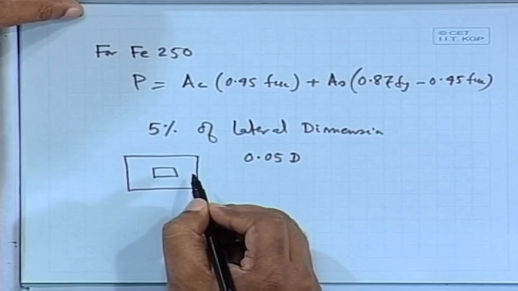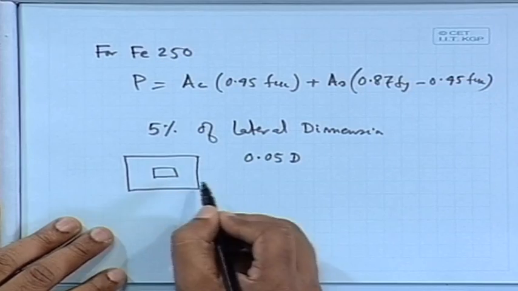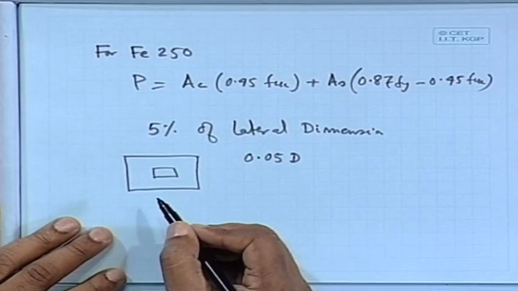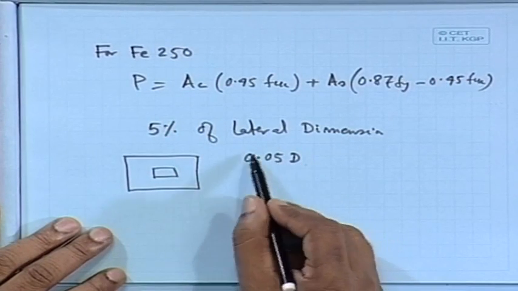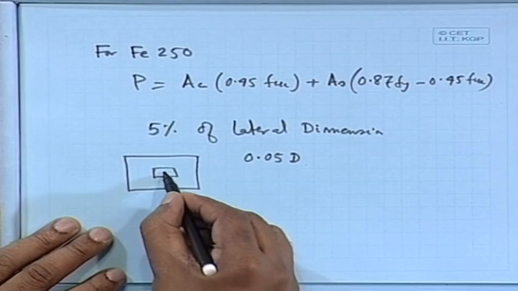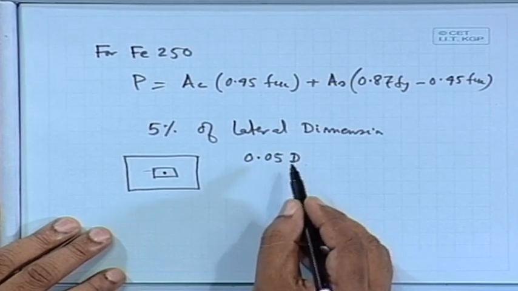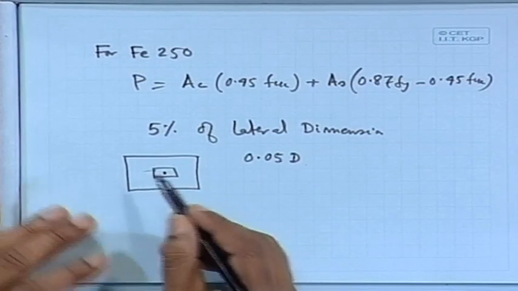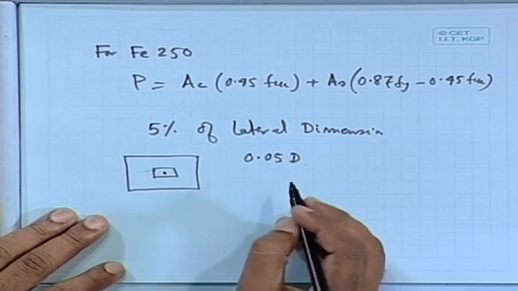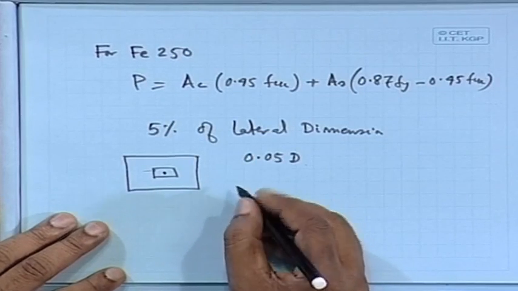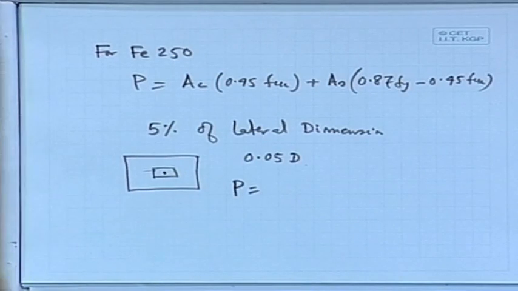If it goes beyond that, then the applied load P multiplied by that eccentricity will give the corresponding moment. But here, since we are talking about an axially loaded column, the load is not necessarily at the midpoint; it can go as far as 5% of the lateral dimension, so 0.05 D. If due to construction error or whatever it is, it will happen, and then we can go up to 0.05 D.